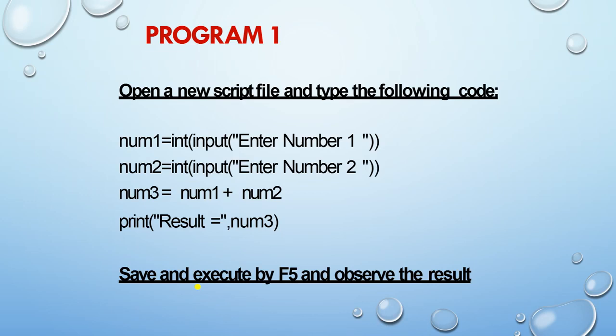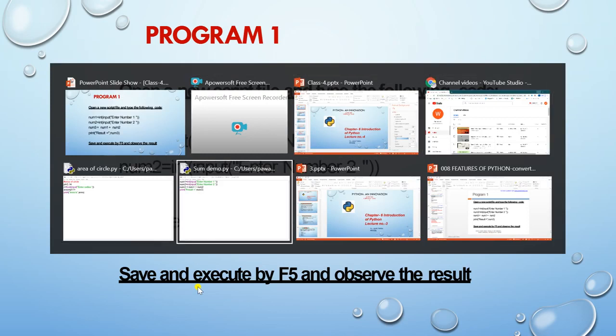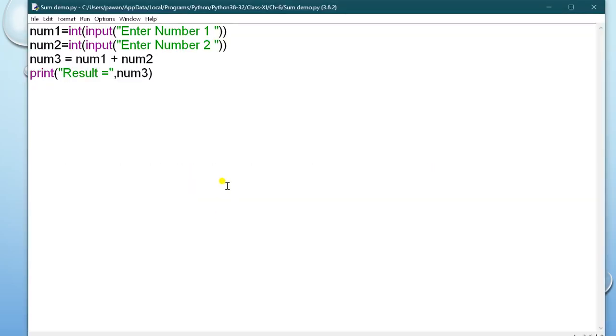Okay, here is your program that you have to open a script file and type the following code. Then you have to save the file by pressing the F5 key. Okay, so here we will just run the code. So this is my code, num1. User will enter the value, enter num1, now enter num2, and in the third variable num3, num1 plus num2, and in the print statement I am going to just print the value. So I am using the int function, so user will enter the integer value only.